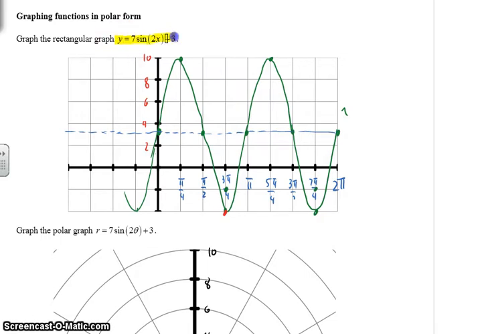first y equals 7 times the sine of 2x plus 3. So if I ever ask you to graph r equals 7 times sine of 2 theta plus 3 or something like that, you should graph the rectangular form first, so with y and x. So y is r and theta is x. Okay, so you should graph the rectangular form first.